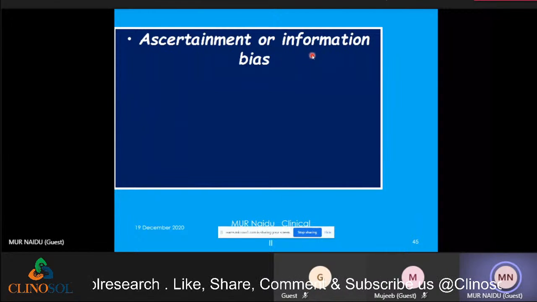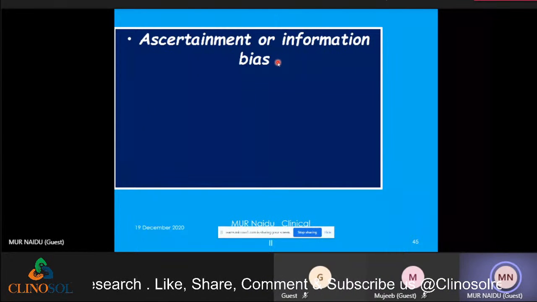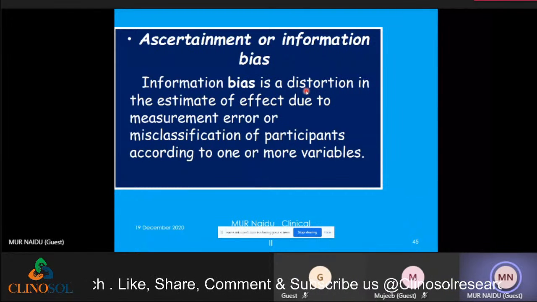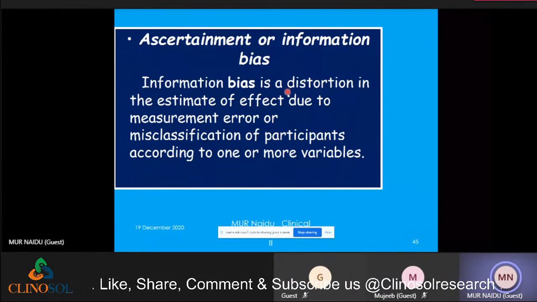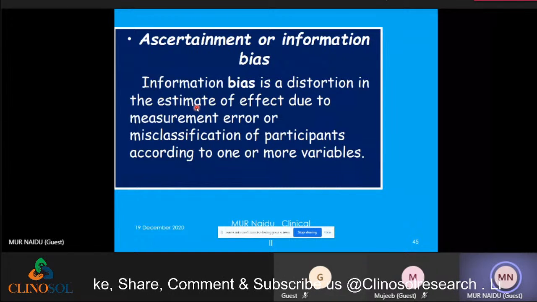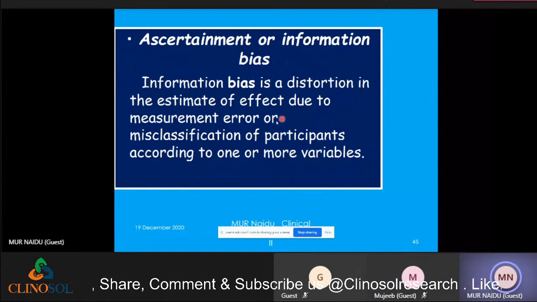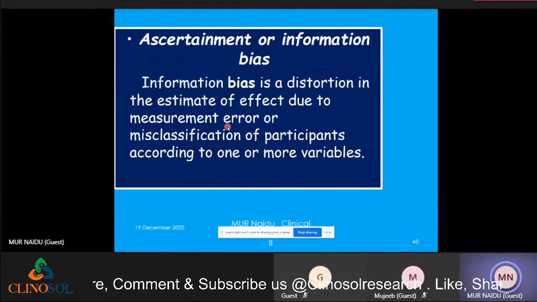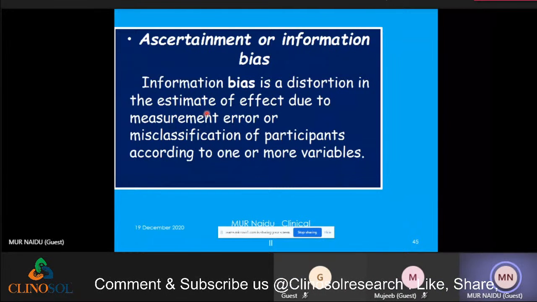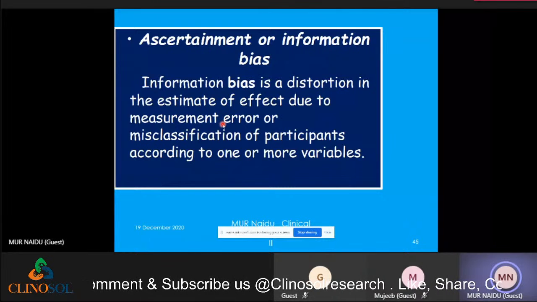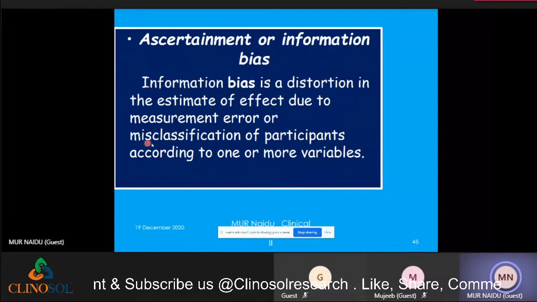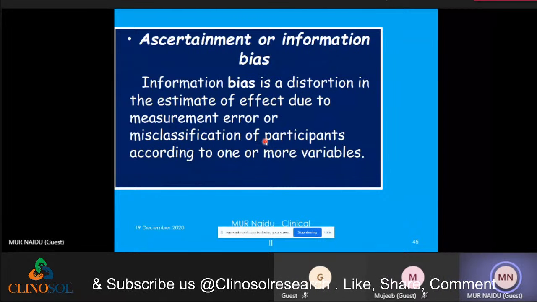Then a certain information bias. What is that information bias? It is distortion. Some particular information is there, but finally when it comes out, it is totally distorted, and the estimated effect is due to the error of measurement. I told you that you have never checked your BP instrument and you go on reporting here. That will come. Or you have misclassified the participant.